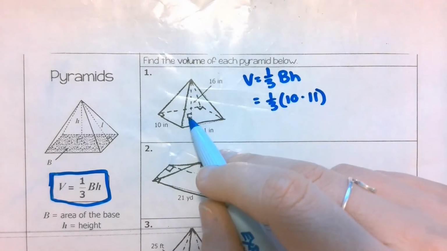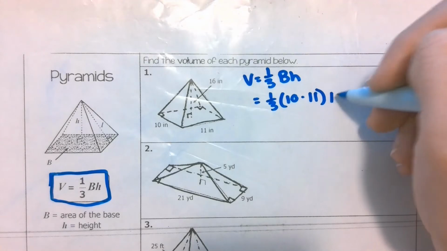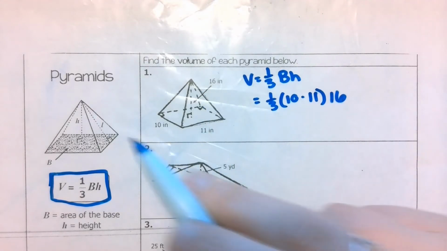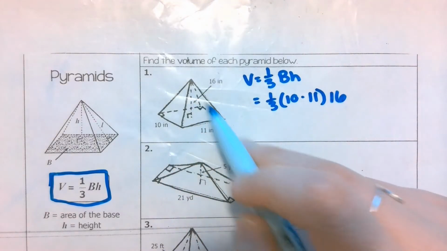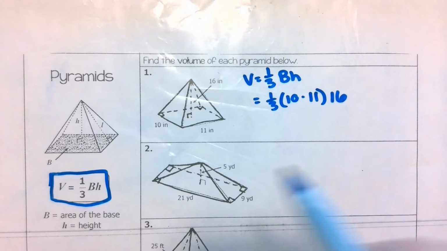And then the height of my figure, and make sure that it is perpendicular to the base, and this one is 16. Remember that with the cone and the pyramid, you could get the slant height instead, but that is not part of our formula this time. We want the actual height. So if they do give us the slant height instead of the actual height, we'll have to do some Pythagorean theorem.